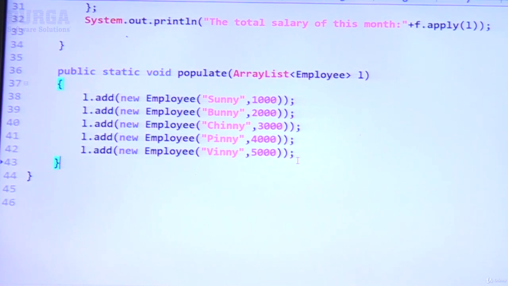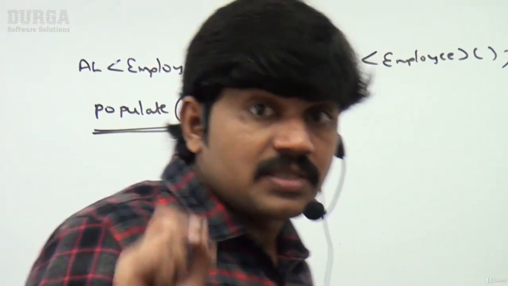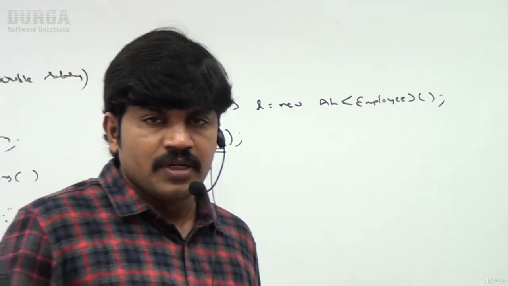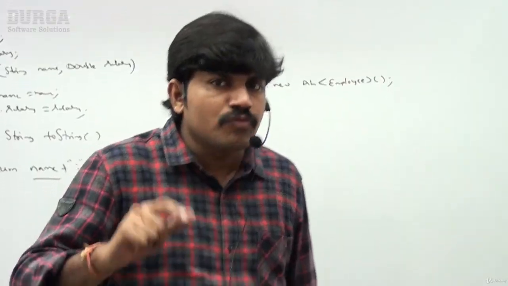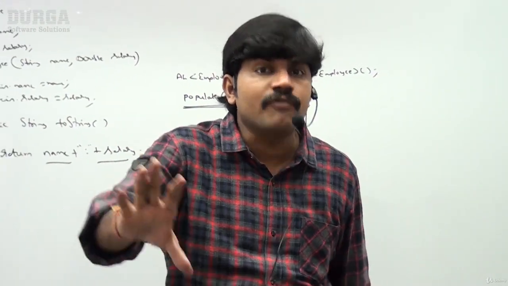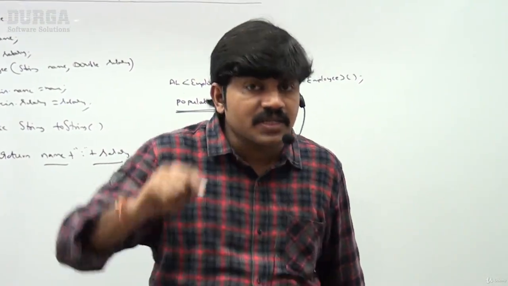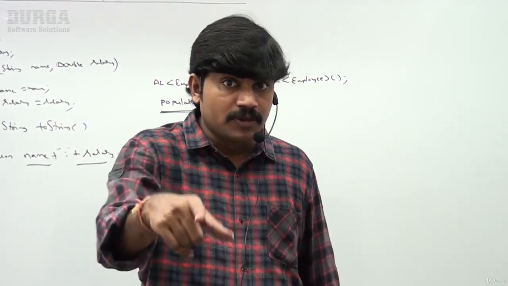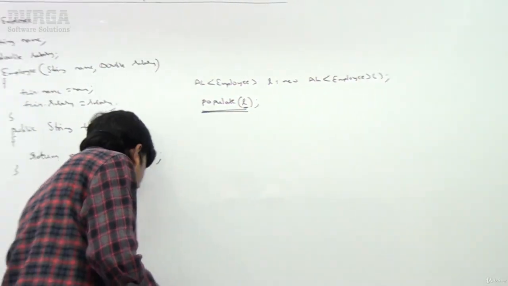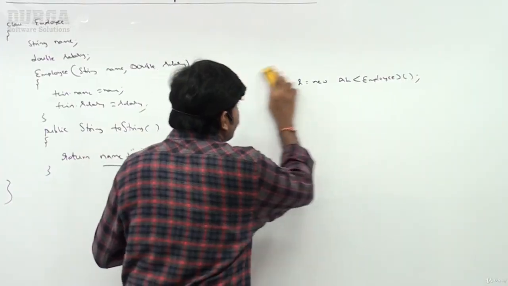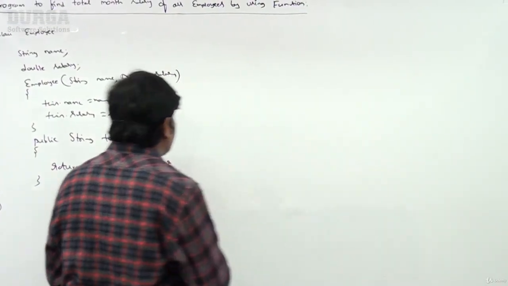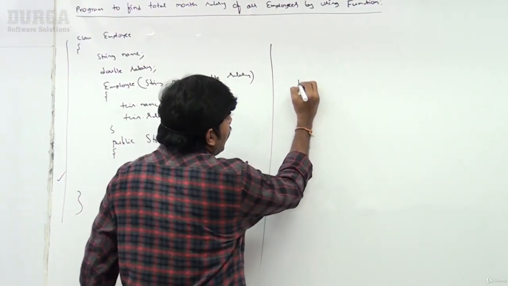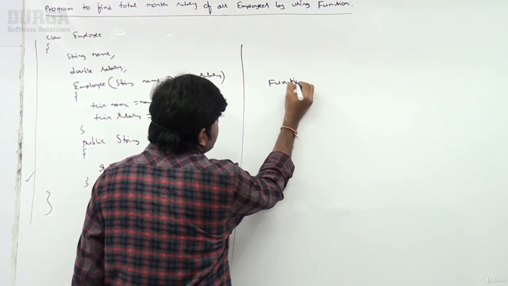Like, sir, how can you write a function to evaluate this one? So which one can my function take as the argument? An ArrayList of Employees. And my function has to tell the total monthly salary. What type is the total monthly salary? Double type. Now how can you write the function? Very simple, sir. Just observe that. So I'm defining a function, sir.